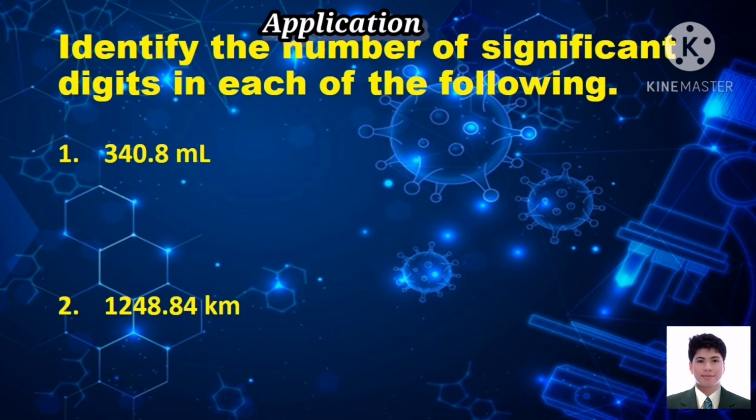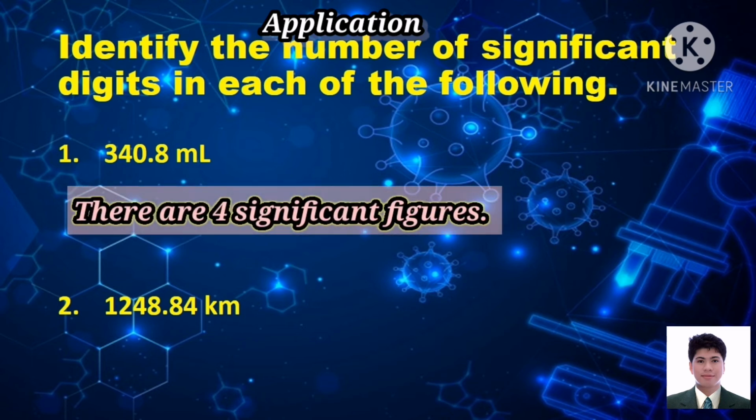Learners, to test your skills, so what are you going to do? Well, you have to identify the number of significant digits in each of the following. In number 1, how many significant figures are there in 340.8 milliliters? So learners, what is your answer? Impressive! The correct answer, there are 4 significant figures.